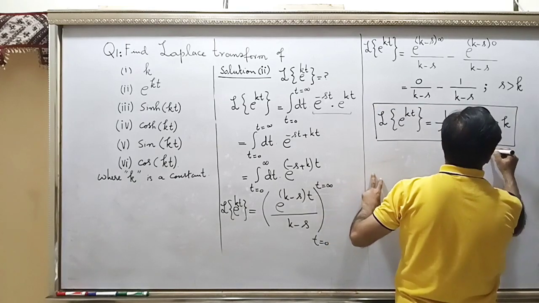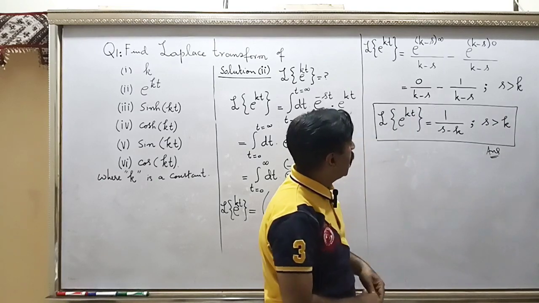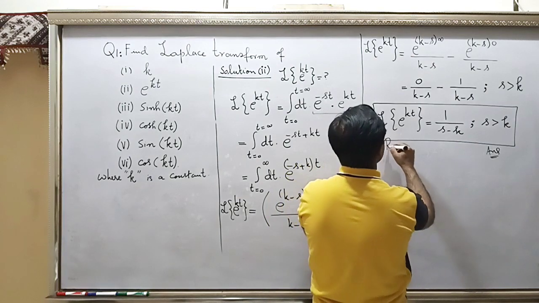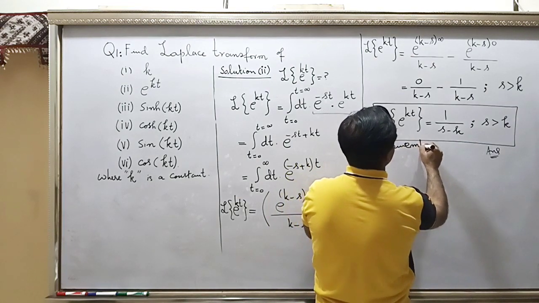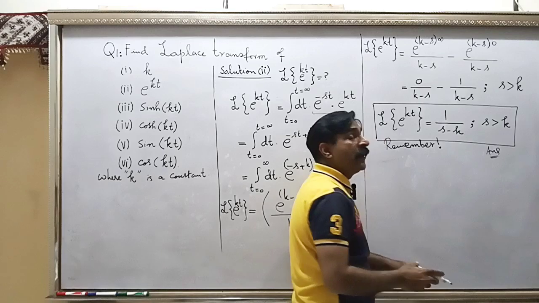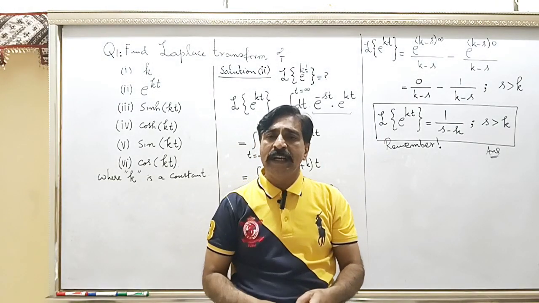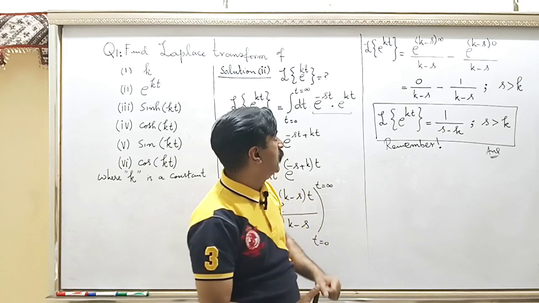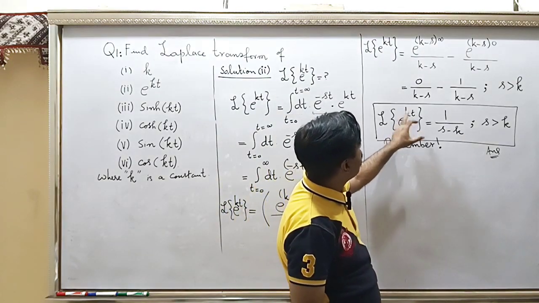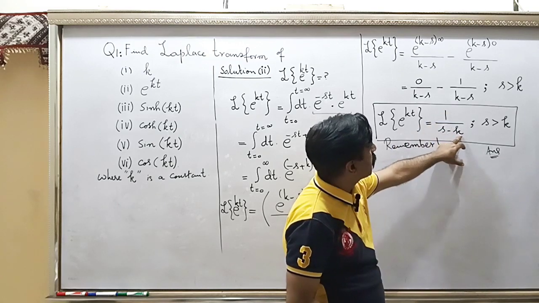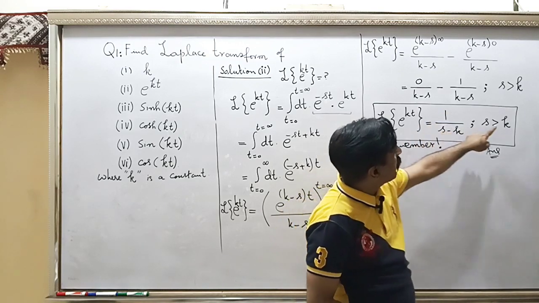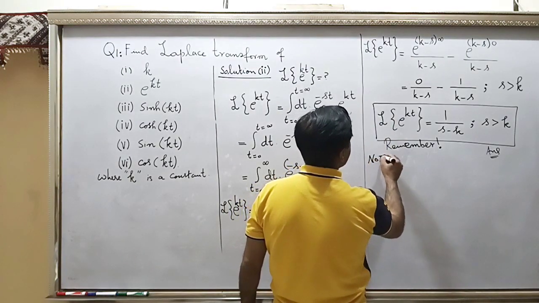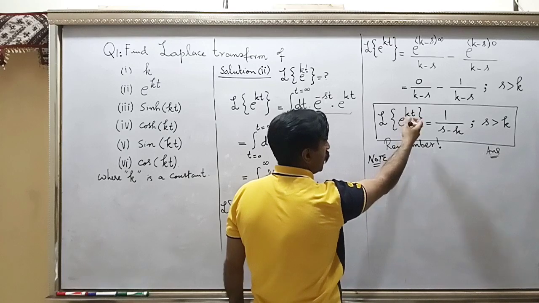So this is your answer for the second question, and this is an extremely important result. You need to remember it also. If you remember it, then other questions of higher difficulty level will be handled very efficiently, right? So e to the power kt has Laplace transform 1 over s minus k, and remember s is greater than k. I am going to write a note for it so that you can know how to use it.